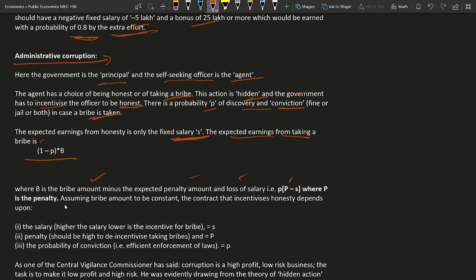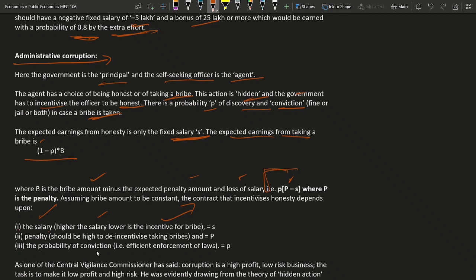The dependent parameters are the salary. The higher the salary, the lower will be the incentive for taking the bribe because higher will be the loss of salary. And then there is the penalty. It should be high to de-incentivize taking bribes. If the penalty is high, then this total loss will be greater.